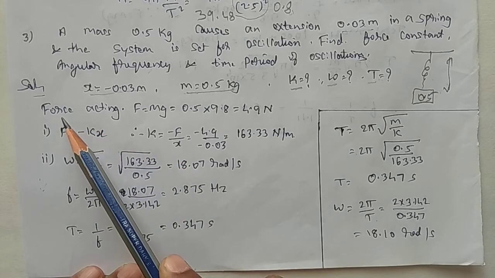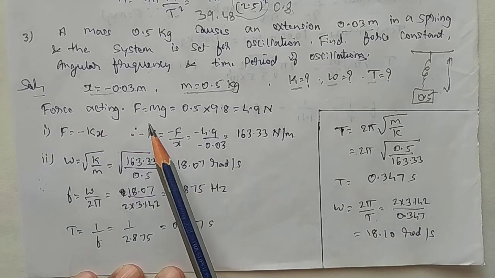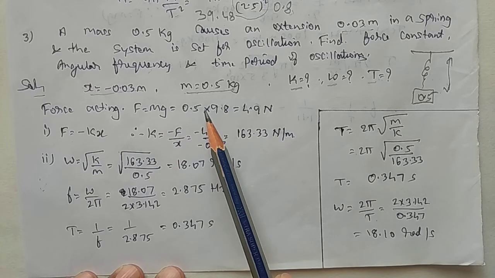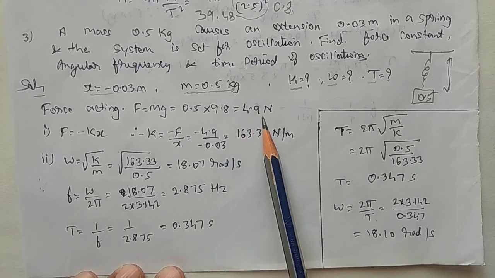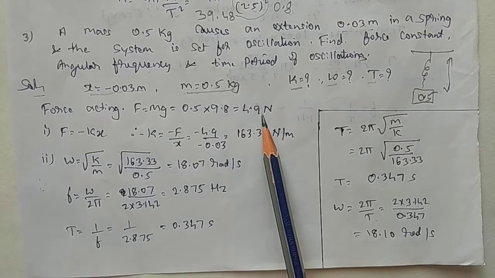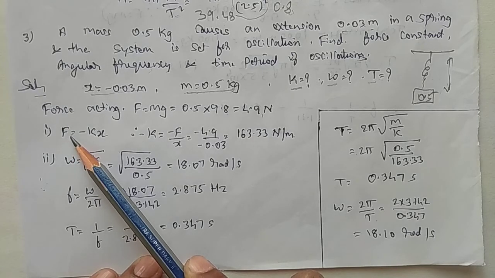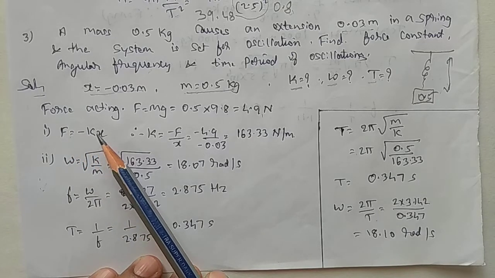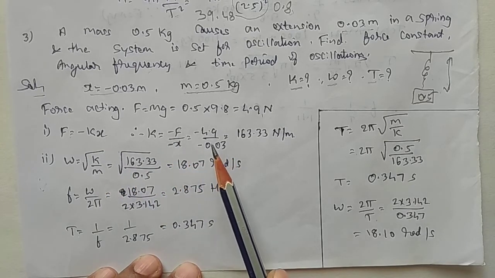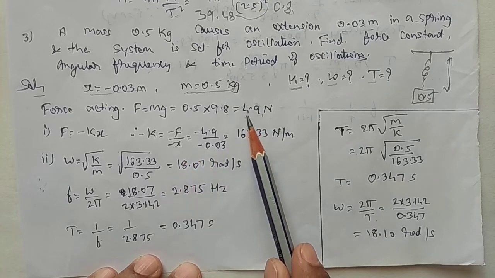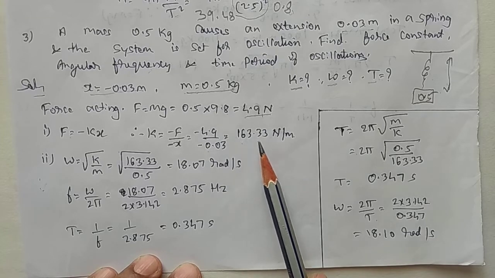Anyway, this remains the same. The force acting is F equal to m into g. We are going to convert into Newton: mass is 0.5 into 9.8, it becomes 4.9 Newton. It is the force which is acting. Next, the force constant is given by the equation F is equal to minus k into x, or k is equal to minus F by x. So x is, once again, minus here. So k is 4.9 and the extension is 0.03.